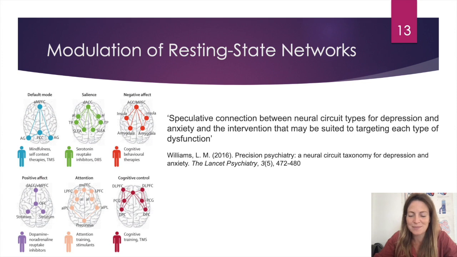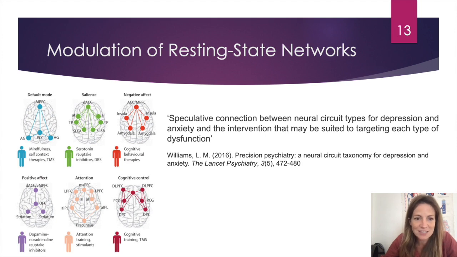So now that I described some insights regarding the nature of resting state networks, I'd like to come back to this work by Lina Williams, where, beyond identifying these different subsystems or subnetworks that are important for psychiatry, she makes a speculative connection of these different networks with ways of intervention, so how we could modulate these states. And it's interesting because the idea is that, for example, the default mode network could be modulated both with mindfulness but also with transcranial magnetic stimulation.